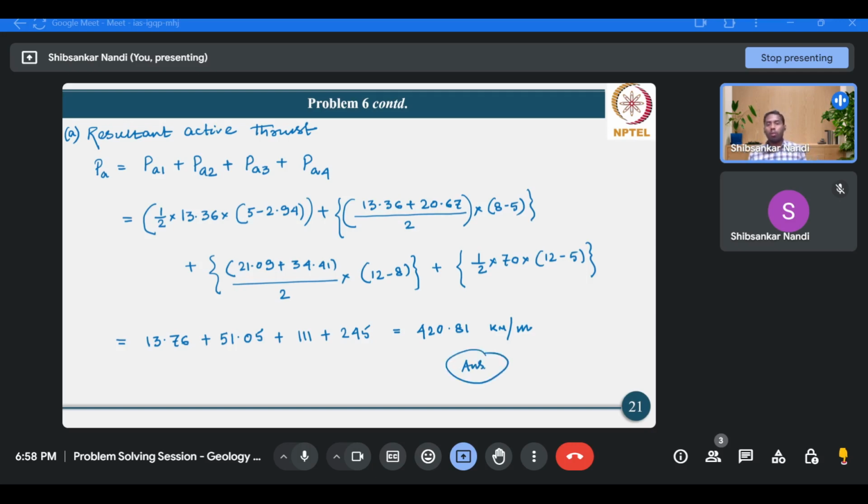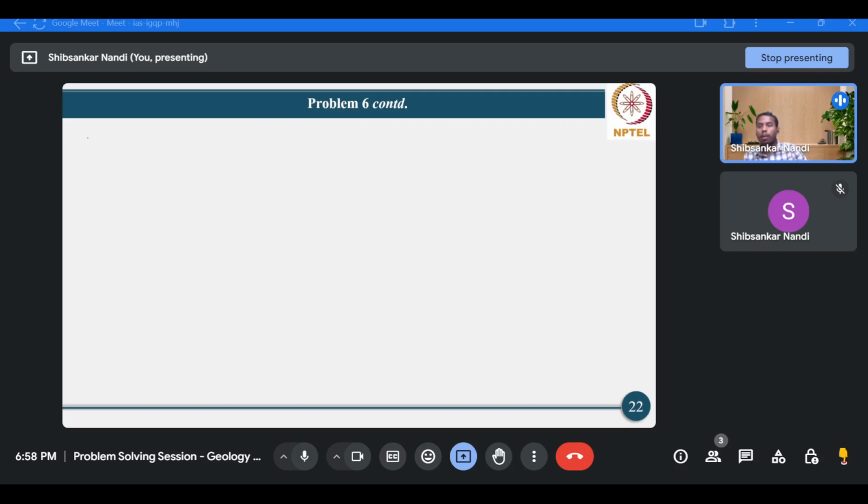Okay, so it's a request to all of you, please cross check all this calculation as I might be wrong in the calculation part. So now we'll move on to the second part, that is the line of action of this PA from the base of the retaining wall.